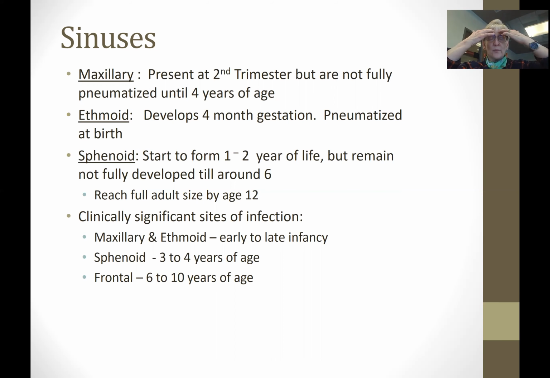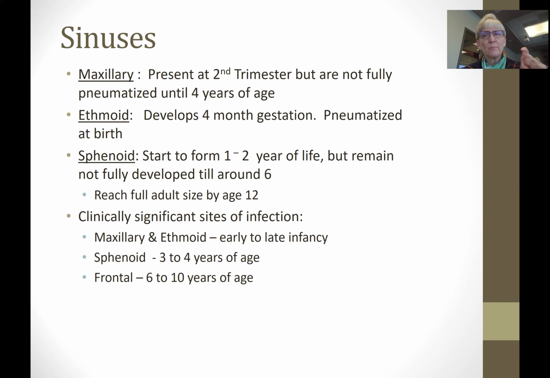So you can't diagnose a sinus infection in a little kid, especially here or here, if they're under 4 years old. They may have green snot, but doubtful that they have a sinus infection. So be cognizant of that.